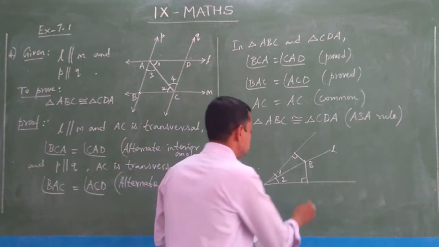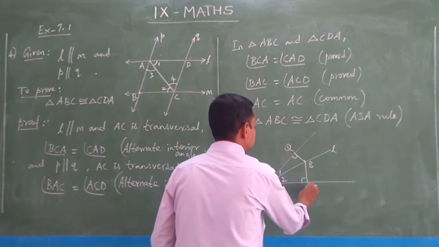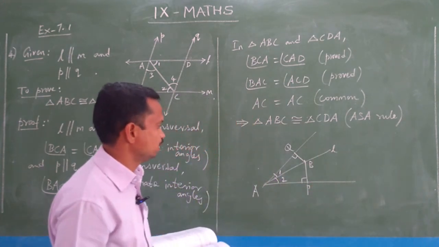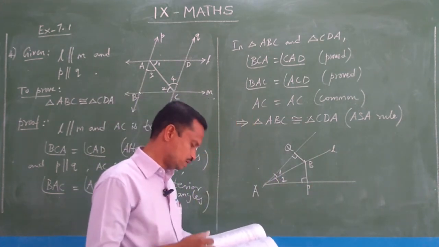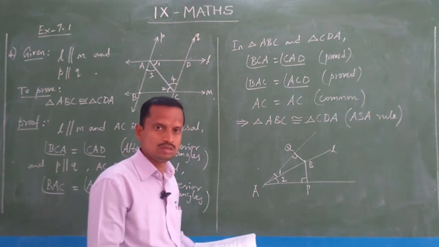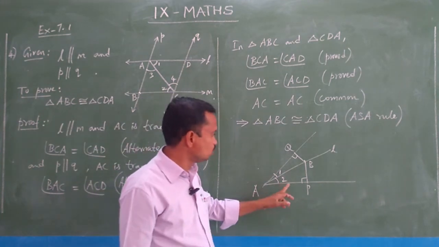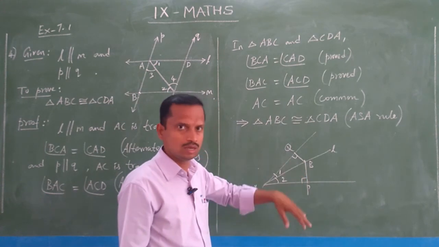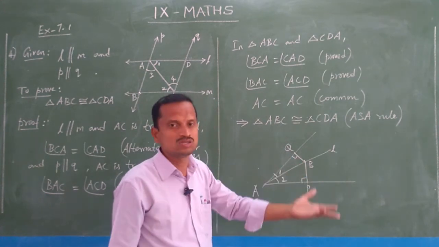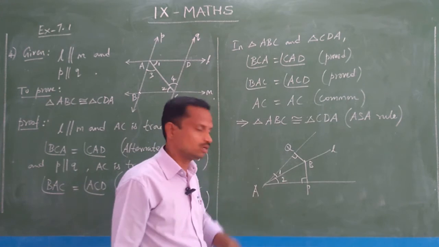So this is P and this is Q. They are asking to prove triangle APB is congruent to triangle AQB. So it is very easy to prove. Because angle 1 and 2 are equal, and here also 90, here also 90, these two angles are equal, and AB is a common side, so we can easily tell that the two triangles are congruent.